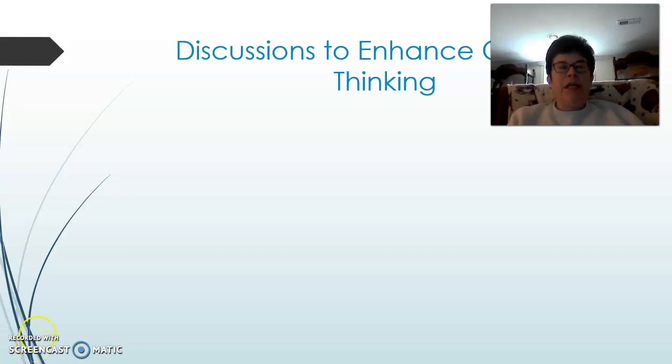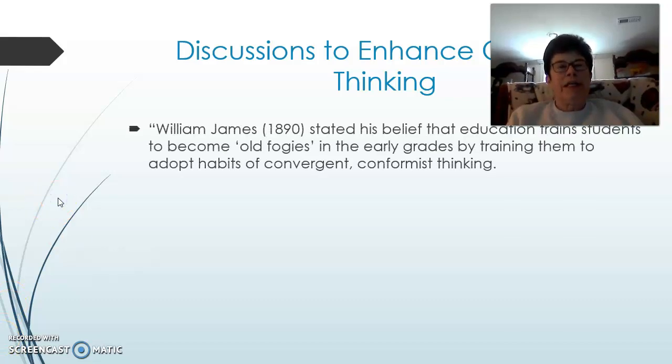Hello again. So let's finish this up with this video, this chapter, when we're looking at creative thinking, thinking outside the box, discussions with our students. As we're working on discussing with our students, back to a very old quote. William James stated his belief that education trains students to become old fogies in the early grades by training them to adopt habits of convergent conformist thinking.